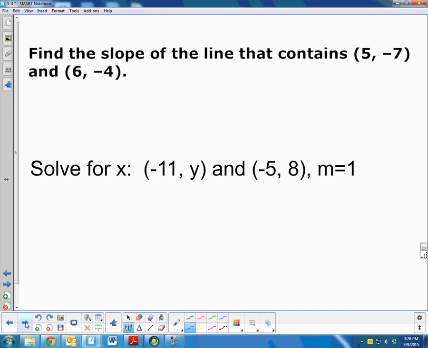Give these two a try. Pause it. Try and find the slope for the first one. And then I'm going to challenge you. Use the slope formula, exact same formula, to figure out what, and I haven't changed it here, I made it actually a little bit easier for you. Figure out what y is. So solve for y in this problem.